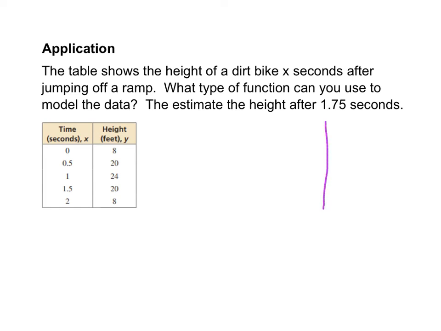So what I'm going to do here is I'm going to create a little sketch. So I notice that time is going up by about half a second, so I'm going to do the same thing here. So I have half a second, 1, 1.5, and 2. And then I'm going to go up by 4s here because I can notice a pattern of 4s. So I have 4, 8, 12, 16, 20, 24.